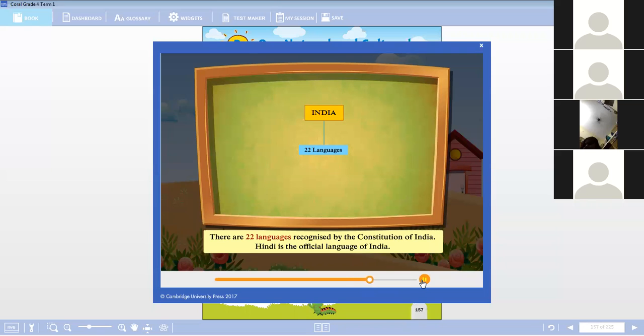There are totally 22 languages, children. See how many languages are recognized by the Constitution of India. Only 22 recognized languages, children. There are some unrecognized languages also. But the official language is Hindi. Hindi is the official language of India, even though 22 languages are recognized. There are a few non-recognized languages also, children.